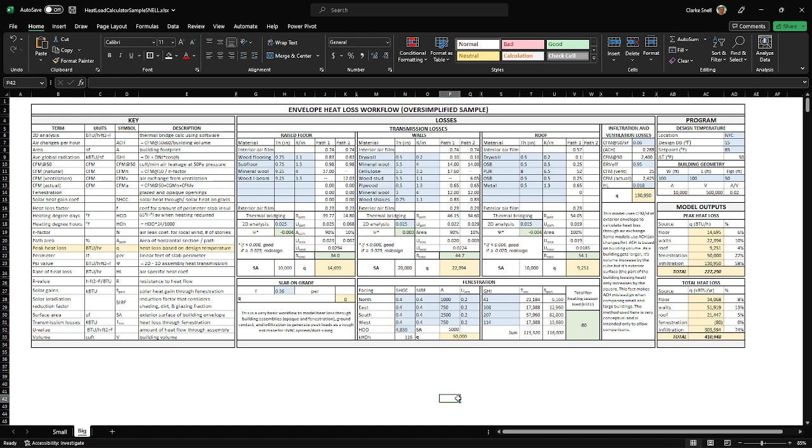So then what did I do? I have in my losses section transmission losses through, like I said, opaque assemblies. And all I've done here is describe the layers. So let's go over here to the walls. I've got drywall, mineral wool insulation, cellulose, wood stud, plywood, mineral wool, wood shakes. Now, it'd be easier if I actually showed you. I'm going to pause this video right now.